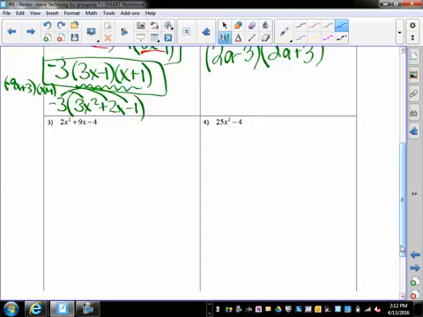Okay, number 3. Is it in standard form? Yes. Good, it's in standard form. Do we have a GCF? Yes. What is it? 2. Can I take 2 out of 2? Yeah. Can I take 2 out of 9? No. Drop that.